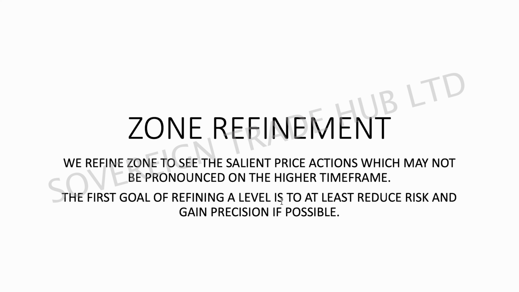I want to just say one or two things on zone refinement, and I'll do my best to keep this as precise as possible. Let me start by reading what's on my screen. We refine a zone to see the salient price action which may not be pronounced on the higher time frame. The first goal of refining a level is to at least reduce risk and gain precision, if possible.